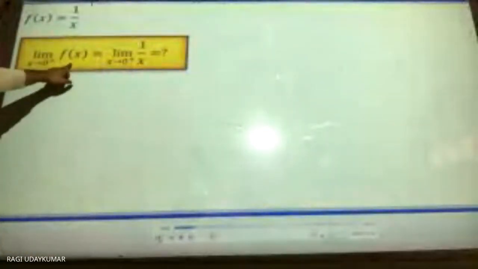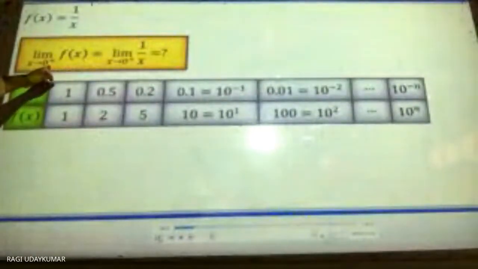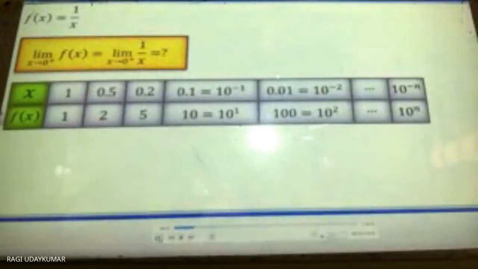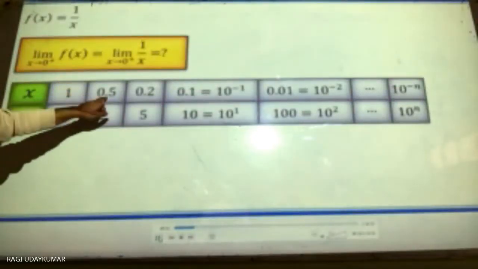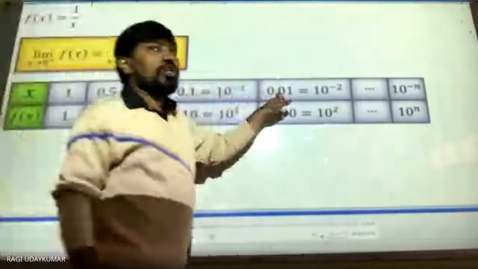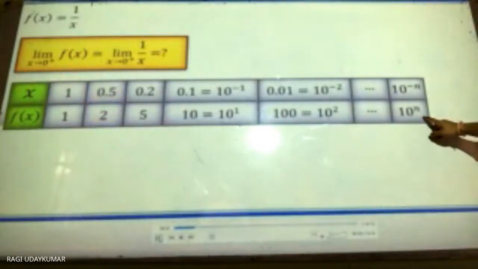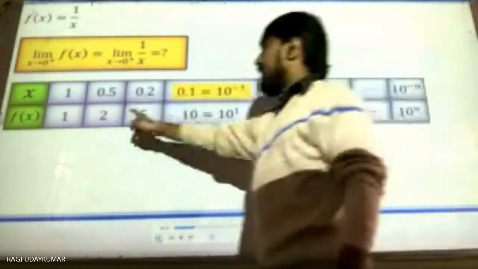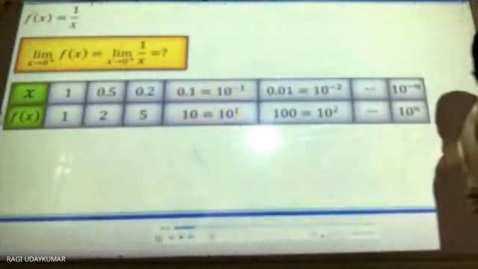So the function is taken as 1 by x. If you take f of x equals 1 by x, the limit as x tends to 0 plus of f of x, what do you get? When you observe, 0 plus is nothing but values greater than and near to 0 should be taken. So start from 1, with x values 1, 0.5, 0.2, 0.1, 0.001 and so on, continuously 10 to the power of minus n is taken. The f of x value, whenever you see, is going on increasing. Here it is 1, here 2, here it is 5, here it is 10, here 100 and 1000, and going on, 10 to the power of n, you will get.